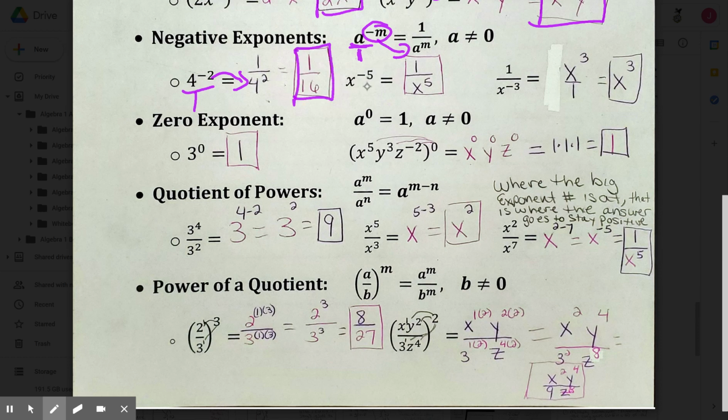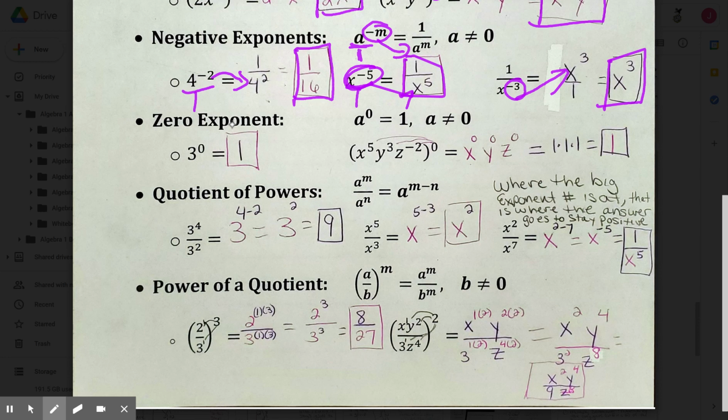X to the negative 5. Again, if you want to put it over 1 so that you know it's in the numerator and it needs to move to the denominator, go ahead. But this here needs to move to the denominator. So I'm going to have 1 over x to the 5th. Now for the last one, it's in the denominator and it's negative. So that means it needs to move to the numerator in order to become positive. So it becomes x to the 3rd power. And that is my final answer.